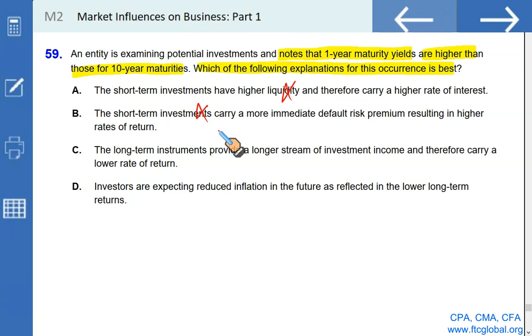What about C? The long-term instruments provide a longer stream of investment income and therefore carry a low rate of return. This is again incorrect. Long-term instruments carry a high rate of return to compensate for high risk because of the overall long-term nature of the bond or the note. Then it has to be D. Investors are expecting reduced inflation in the future, as reflected in the lower long-term returns. This makes perfect sense and is fully in reconciliation with the question information.